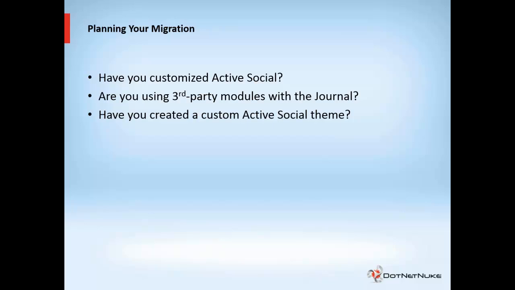The other thing to consider is if you've created a custom Active Social theme. Since Active Social was a module and wasn't baked into the actual framework, it was very difficult for it to be skinned. So in Active Social we had a concept of themes, and those themes were the way that you would apply different styles to the Active Social modules. In DotNetNuke 6.2, you wouldn't be using themes, you would simply be using your skins. So if you've created a custom Active Social theme, you have to figure out how that's going to translate over into DotNetNuke 6.2.